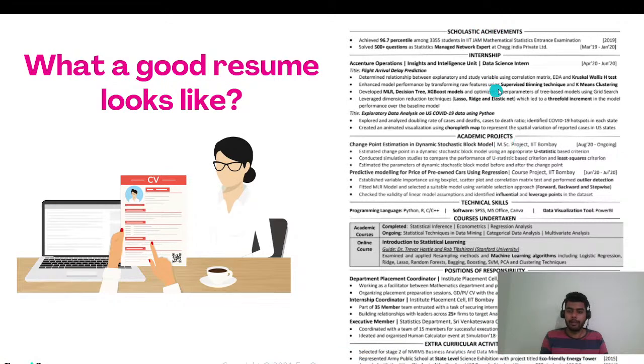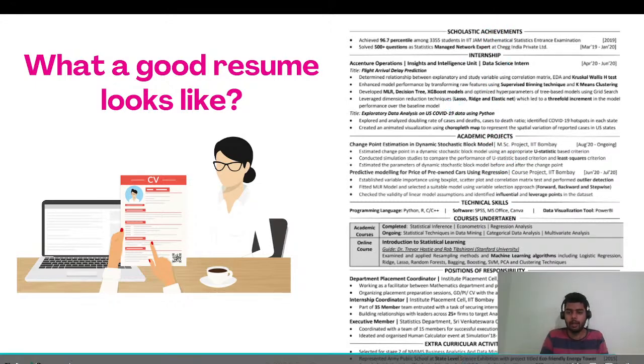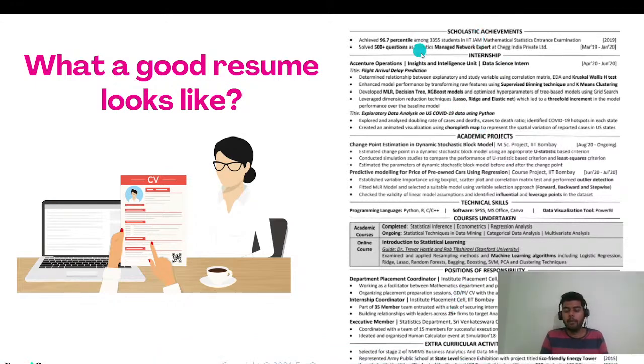The main thing is that whenever you are in college, some people put their internship first and scholastic achievement below the project. You can also restructure this, but generally people follow this order: first scholastic achievement, then internship, then academic project, or something like that. When you are a working professional, scholastic achievement is not too important. In that case, you can keep it below the academic project, and bring your work experience to the beginning. So that you can do.